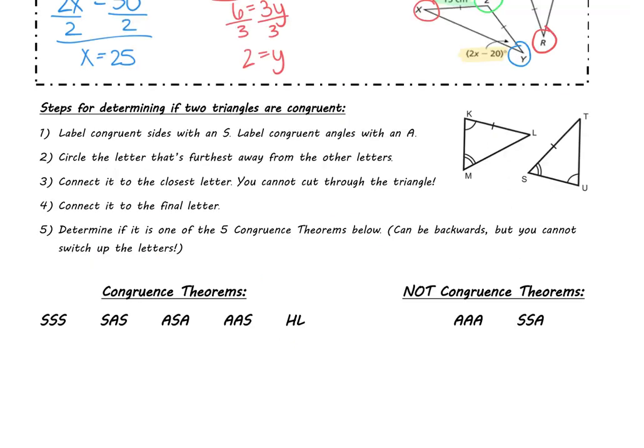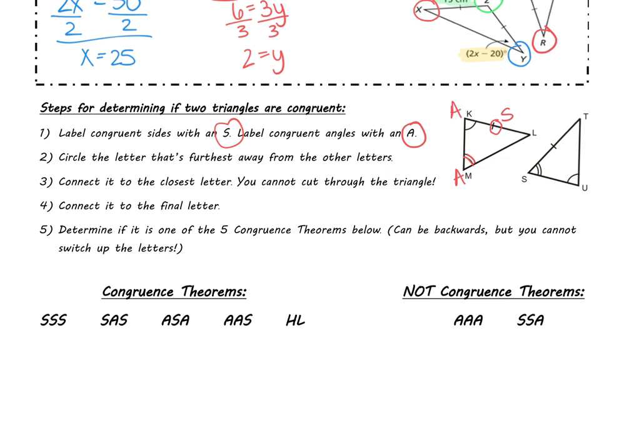Alrighty, for this next section, it's talking about our congruence theorems and how we can prove that two triangles are congruent. So we've got some steps here to make it easier. Step 1, it says label congruent sides with S and label congruent angles with A. So on here, we just find our markings. For example, here's a tick mark right here. So that's a side we'd label with an S. And then arcs are always angles. So we would label this as an angle and we would label this as an angle.